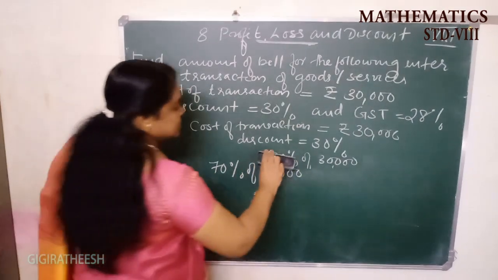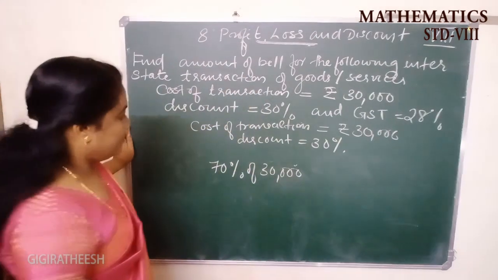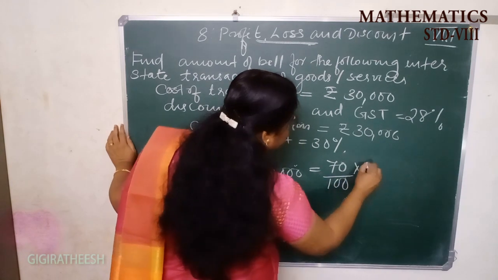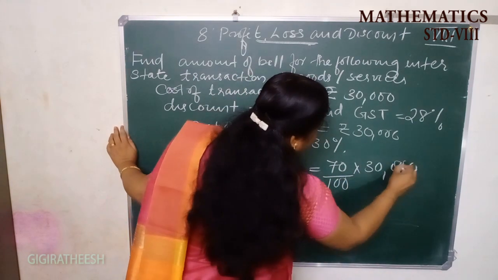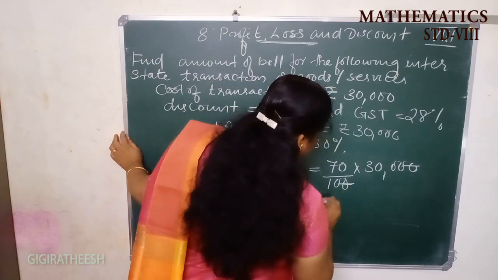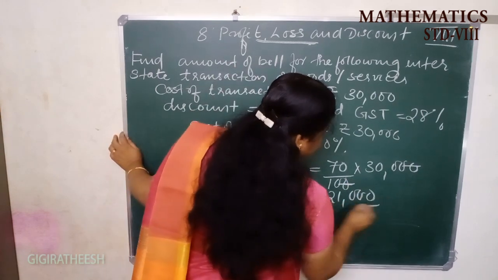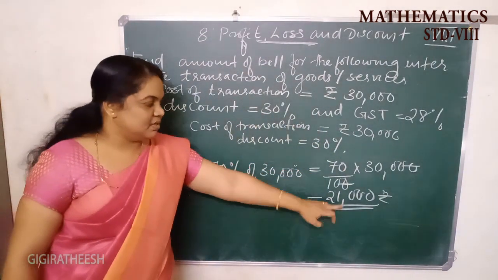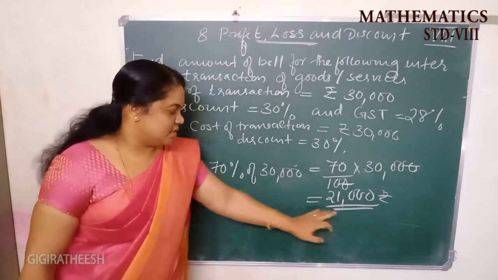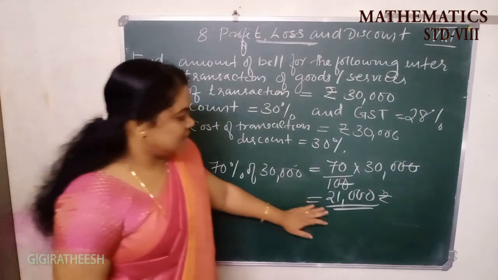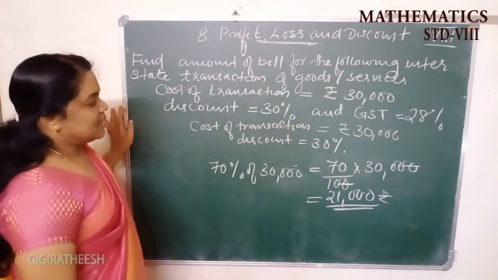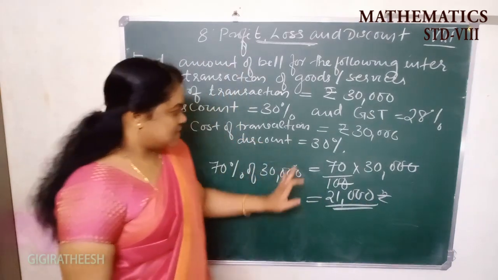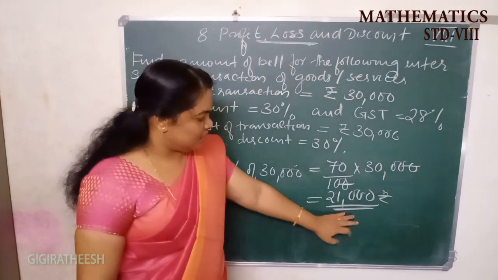70% of 30,000 is equal to 70 by 100 into 30,000, that is equal to 21,000. By subtracting 30% from 30,000, we get 21,000, and here also 70% of 30,000 is 21,000. After the 30% discount, the amount is 21,000.